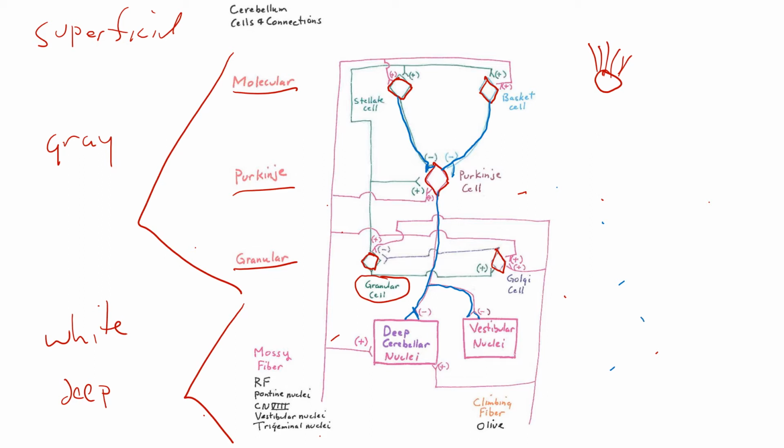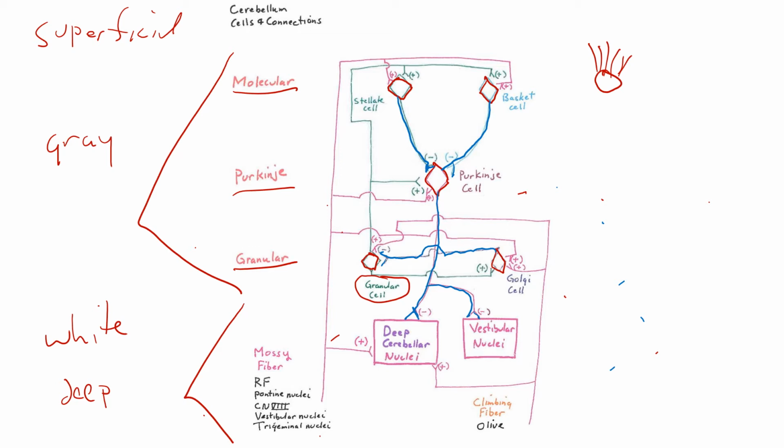Golgi cells. Golgi cells are going to be inhibitory on granular cells. So these axons are going to stay in that granular layer. They are not going to leave, and they are going to be inhibitory neurons. So up to this point, what we see is that all of the cells, stellate cells, basket cells, Purkinje cells, and Golgi cells, have been inhibitory neurons.